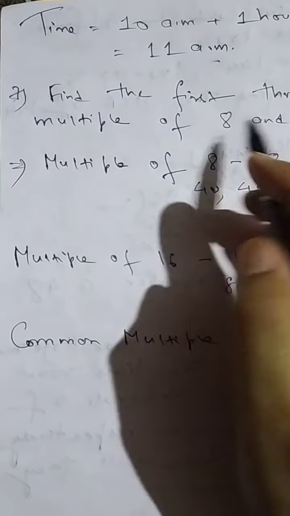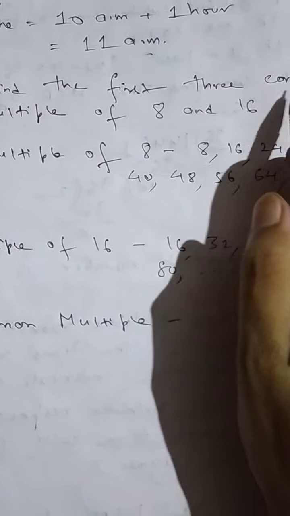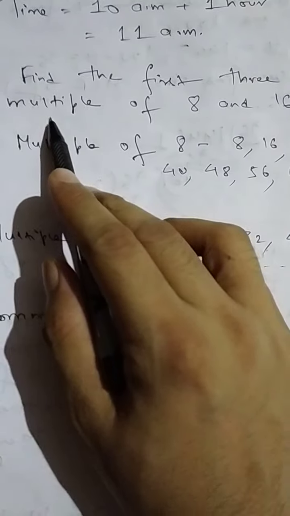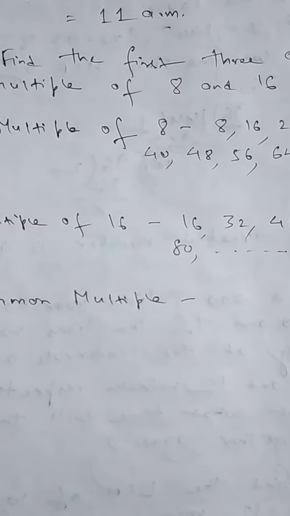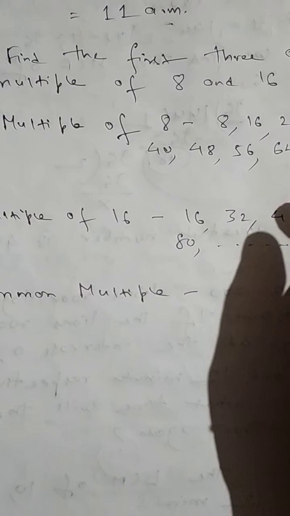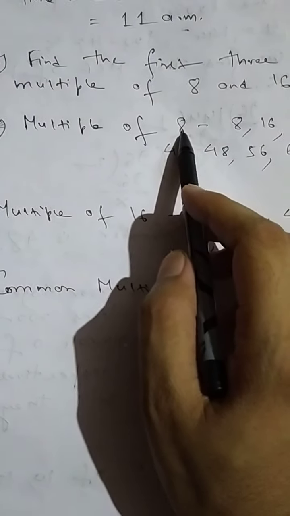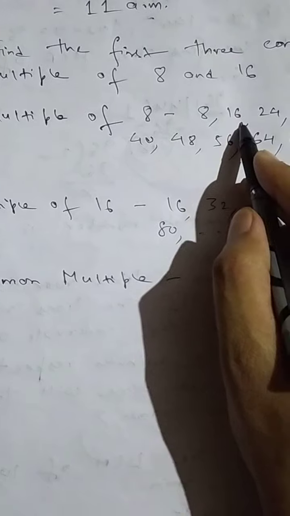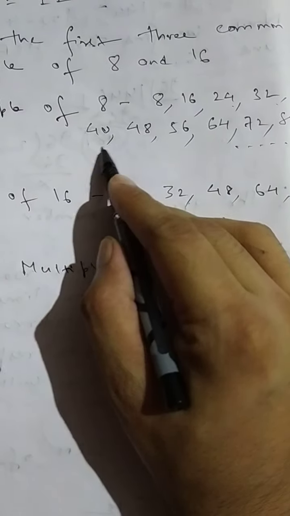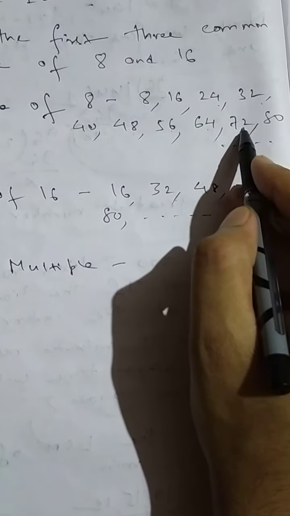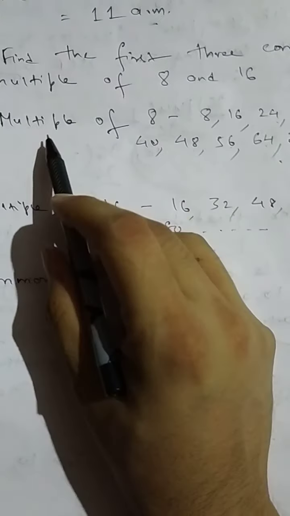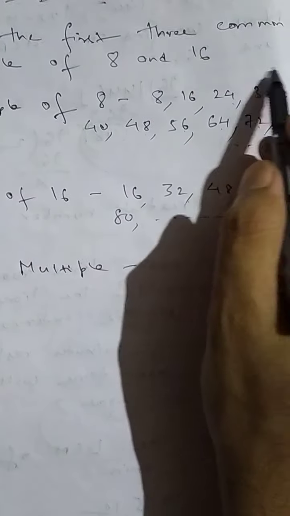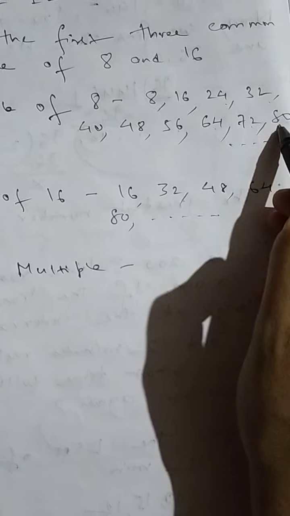Next one, the last question: find the first 3 common multiples of 8 and 16. So you have to find the common multiples of 8 and 16. Multiples of 8: 8, 16, 24, 32, 40, 48, 56, 64, 72, 80 and so on. Multiples of 8 means you just have to write down the table. We have written up to 8 into 10, 80.